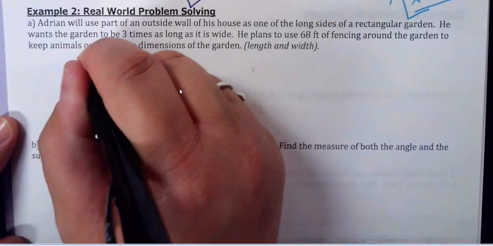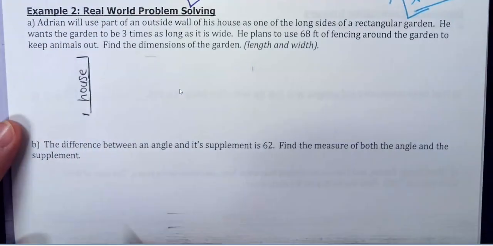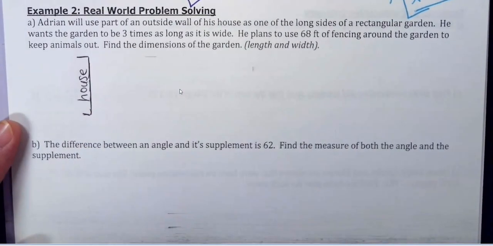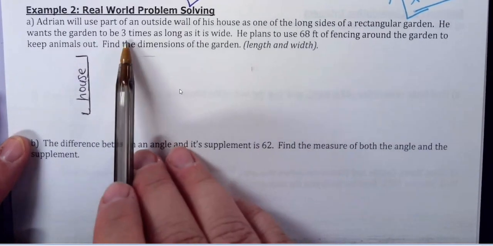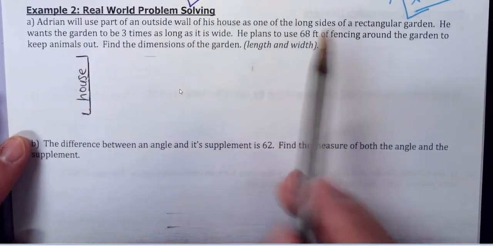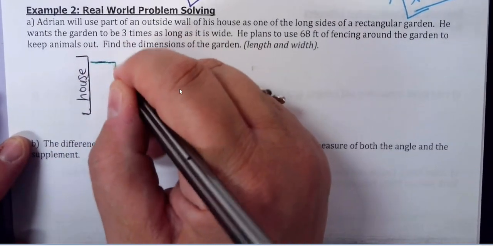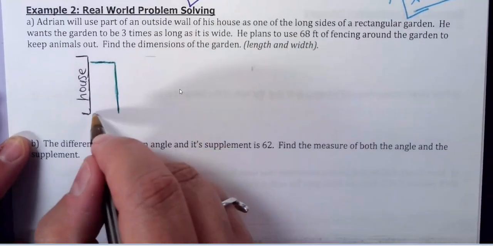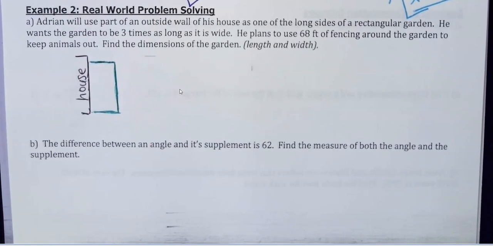Okay, now you don't have to draw a picture. I'm just going to sketch. I'm going to pretend like this is the back of his house. And we don't need fencing along that side because we could just use the house as part of the fence. So we really need fencing on only 3 sides. And he says the house is going to be one of the long sides. So I'm just going to sketch a rectangle next to where I drew the house there. I'm sure this is not drawn to scale. The only other thing it tells us is we want it to be 3 times as long as it is wide.